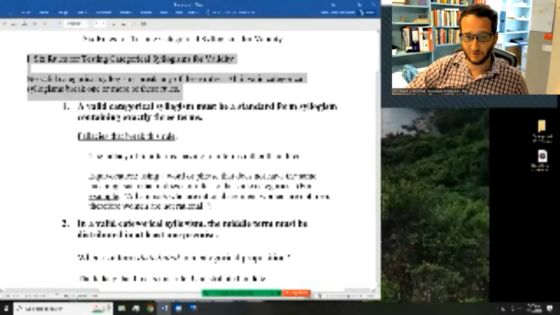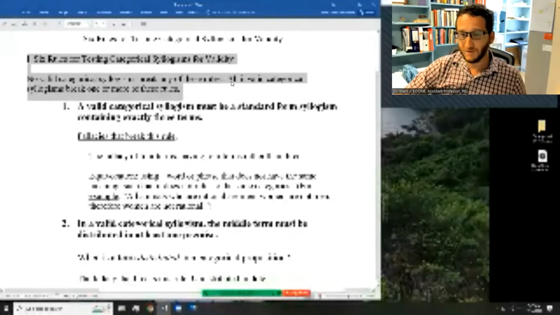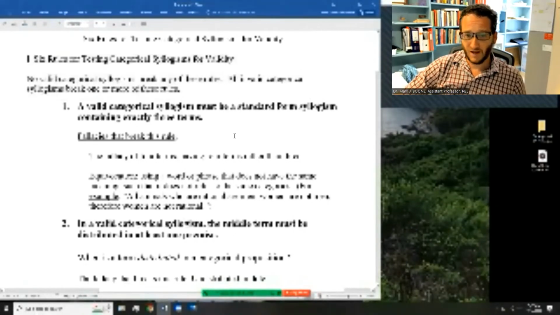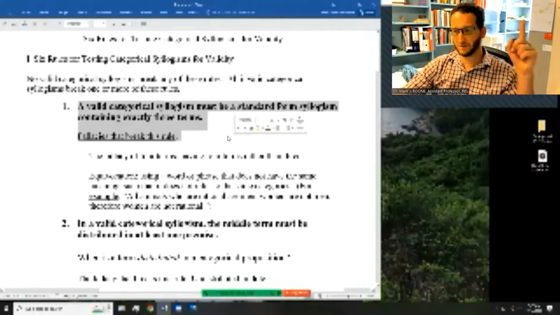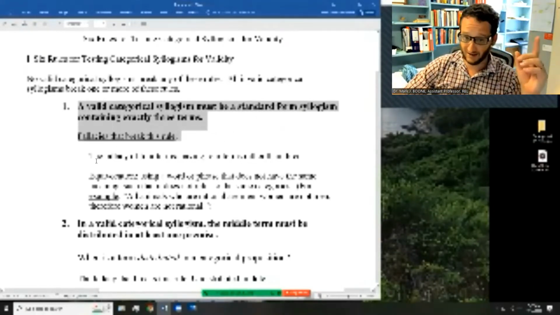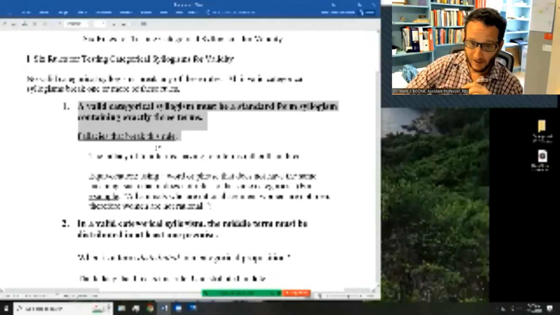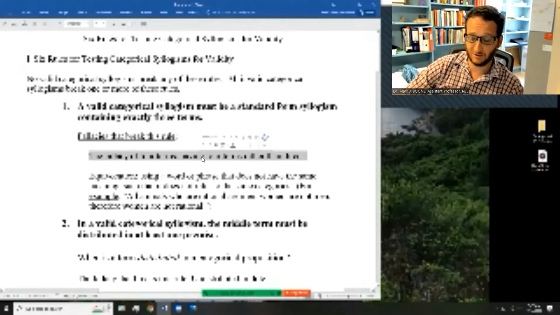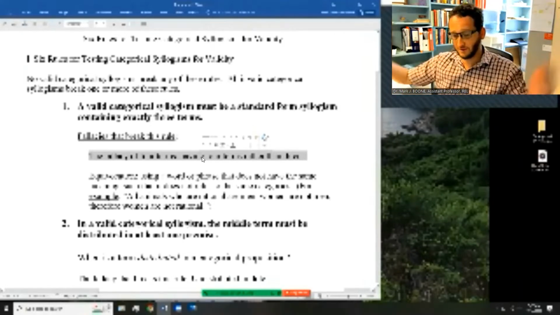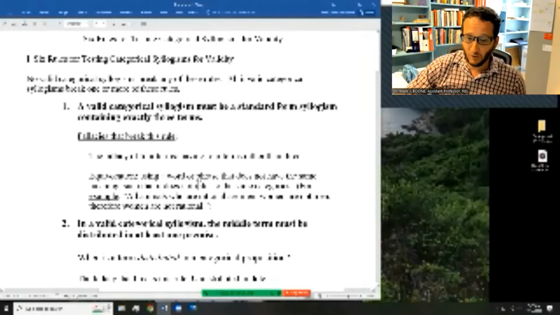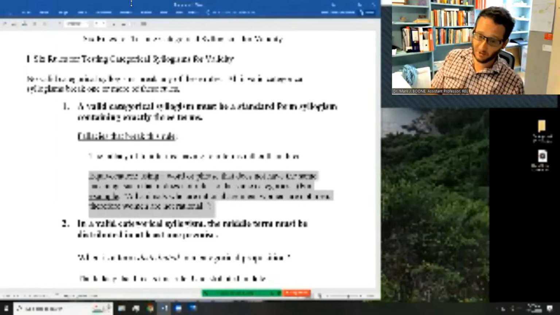A valid categorical syllogism will not break any of these 6 rules. Every invalid categorical syllogism will break one or more of these rules. Rule 1: a valid categorical syllogism must be a standard form syllogism containing exactly 3 terms. Some fallacies that break this rule don't necessarily have names. Like there's the fallacy of 4 terms. You could have 4 terms instead of 3. One fallacy that breaks this rule that has a name is called equivocation.